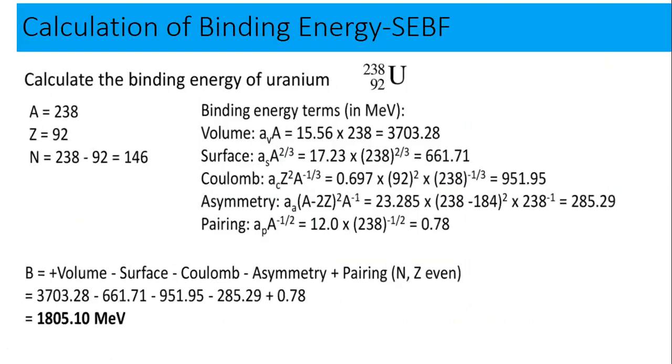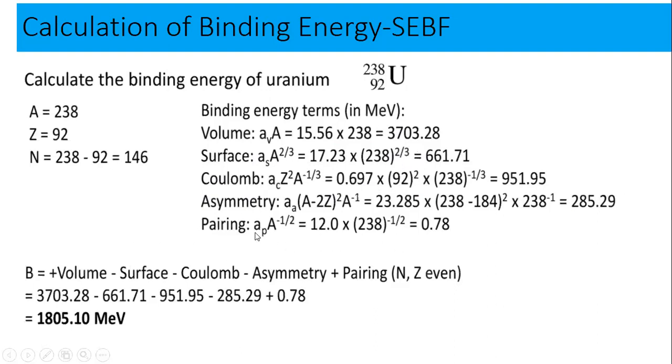Let's have another calculation using another model. This is the example for uranium 92, 238. Again, the number of protons is 92, the mass number is 238, and the number of neutrons, this minus this, will be 146. For the volume term, the constant, again I'm using another model not presented before. So 15.56 multiplied by mass 238, giving the value of this. Again, this is the mass 238 to the power 2/3 multiplied by this, 666.71. Similarly, you can do it for the Coulomb term and the symmetric term.